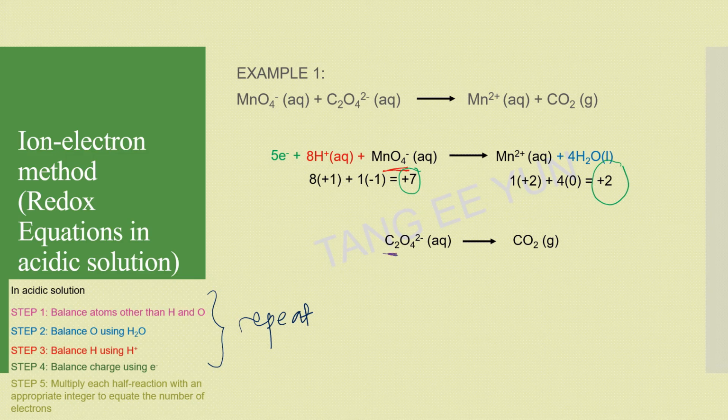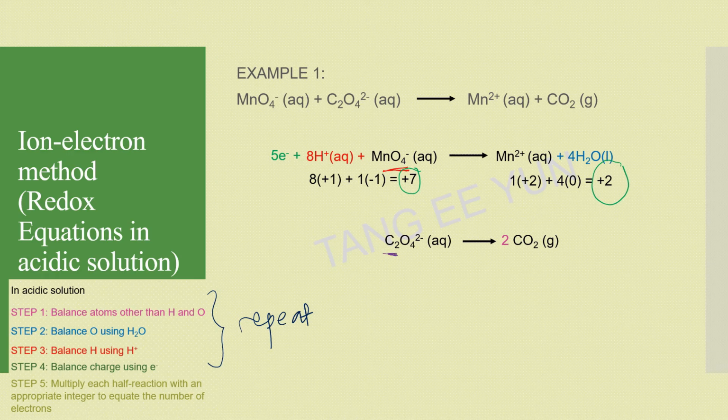So on the oxalate ion, there are 2 carbon atoms. On the product side, carbon dioxide, we only have 1. So how to make it 2? So multiply by 2. And then we need to move on to balance the oxygen. So is the oxygen balanced? On the reactant side, oxalate ion, there are 4 oxygen atoms. And on the product side, carbon dioxide gas also has 4 oxygen atoms. So oxygen is balanced. Then we move on to step number 3.